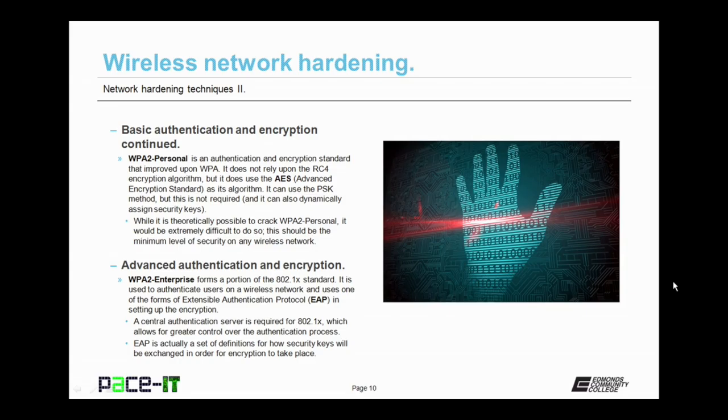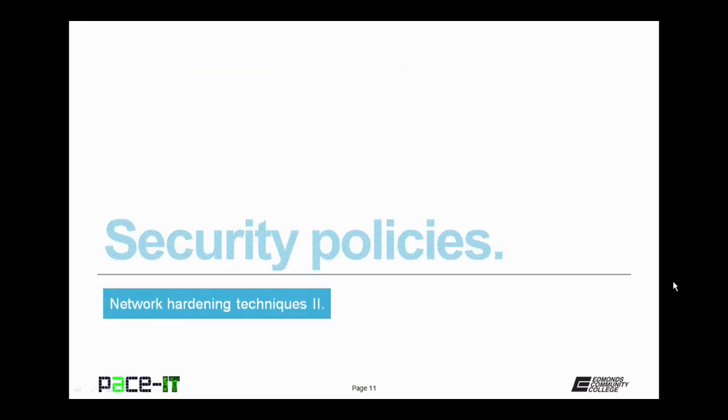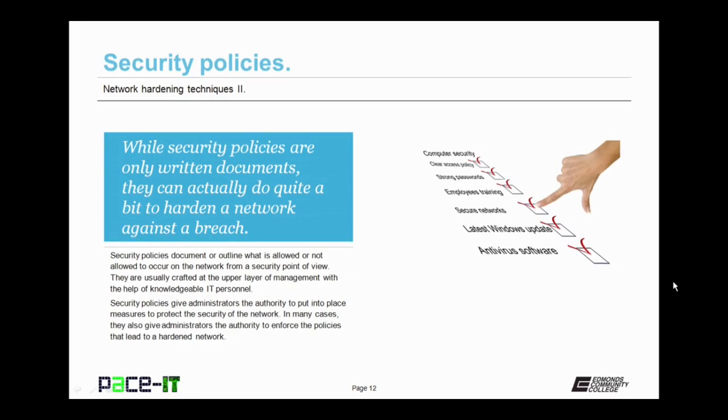Better yet, if possible, deploy WPA2 Enterprise. Now this forms a portion of the 802.1x standard. It is used to authenticate users on a wireless network and uses one of the forms of the Extensible Authentication Protocol in setting up the encryption. A central authentication server is required for 802.1x or WPA2 Enterprise, which does allow for greater control over the authentication process. As a side note, EAP is actually a set of definitions for how security keys will be exchanged in order for encryption to take place.